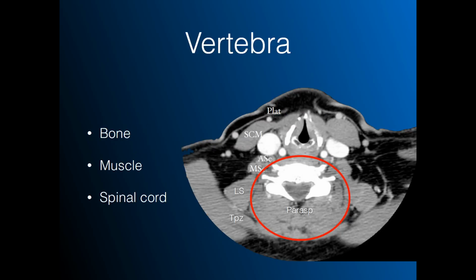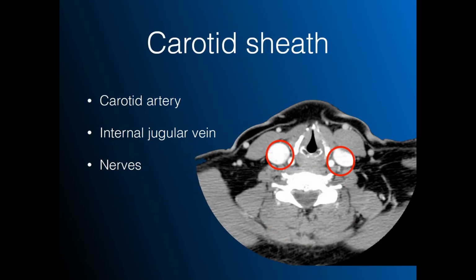Then the posterior space, the vertebral space, I'm not going to spend a lot of time talking about, but definitely Gabe would be interested in that in the future because he's doing MSK, right? Bone, muscle, and spinal cord. Okay, and then the carotid sheath on both sides, which has the carotid artery, the internal jugular vein, and nerves. And the lymph nodes run along the carotid sheath, that's the jugular chain, but they're not strictly in the carotid sheath.